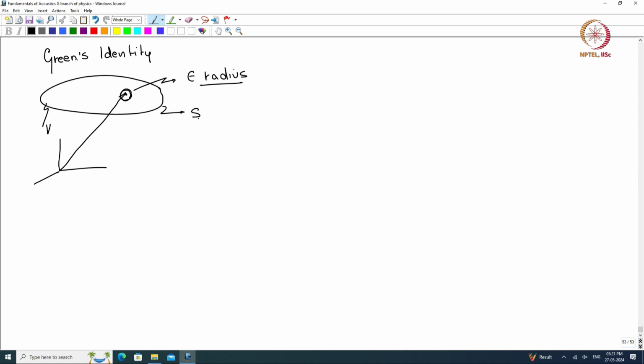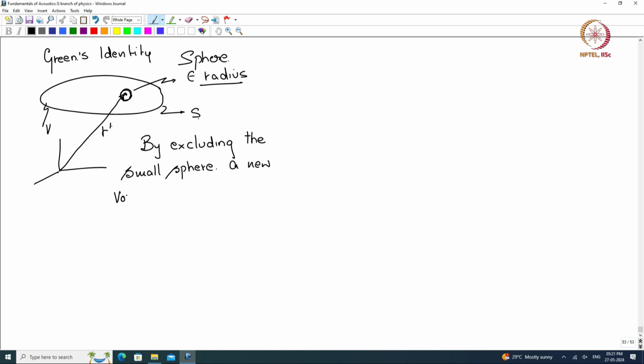Okay, this point is r dash measured from some axis, and I am enclosing that point r dash by a very small sphere of radius epsilon. Now as a result, by excluding the small sphere, a new volume is generated.